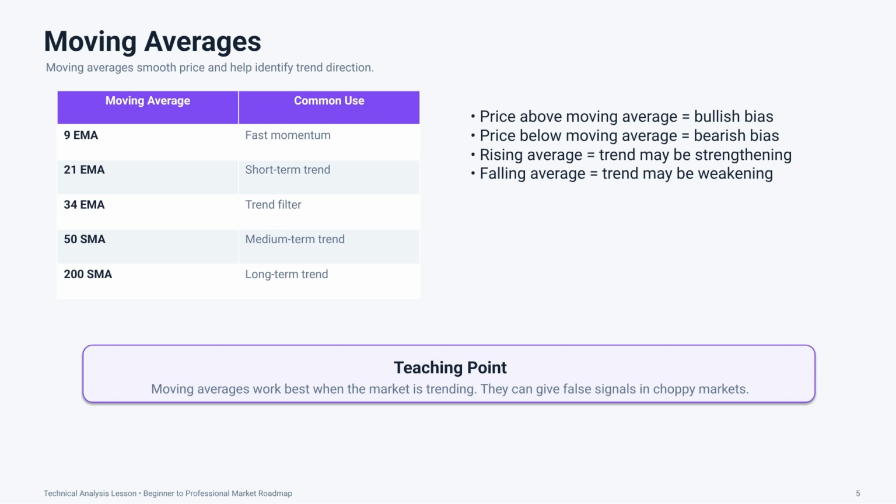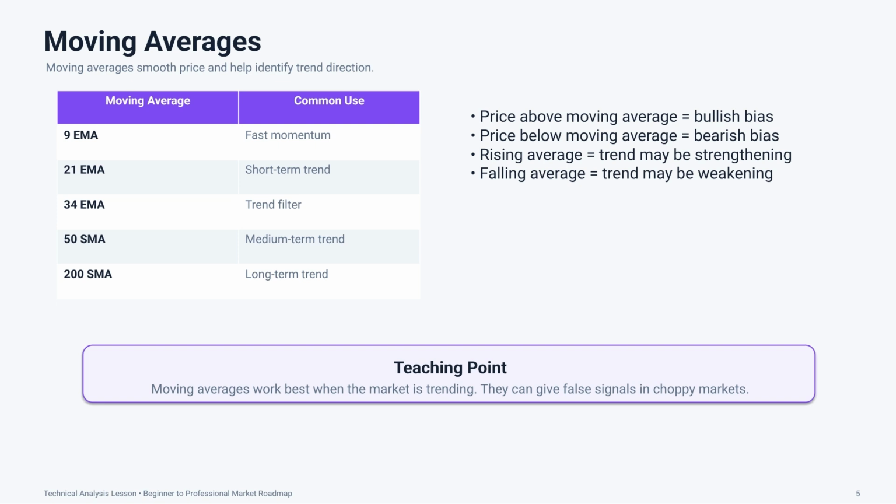Here is the basic idea. When price is above the moving average, we usually have a bullish bias. When price is below the moving average, we usually have a bearish bias. When the moving average is rising, the trend may be strengthening. When the moving average is falling, the trend may be weakening.